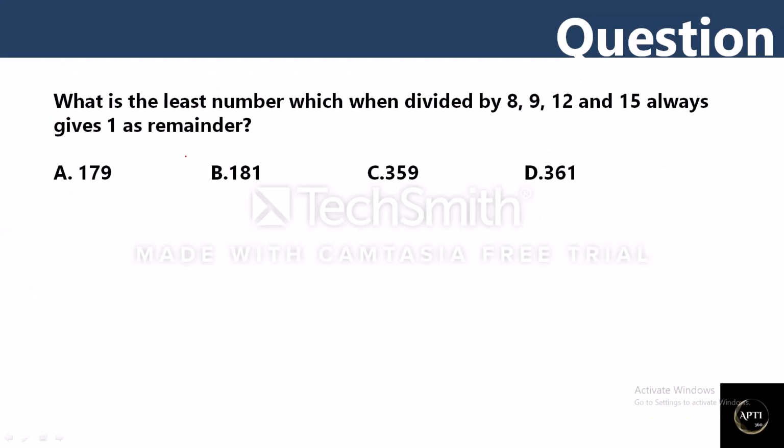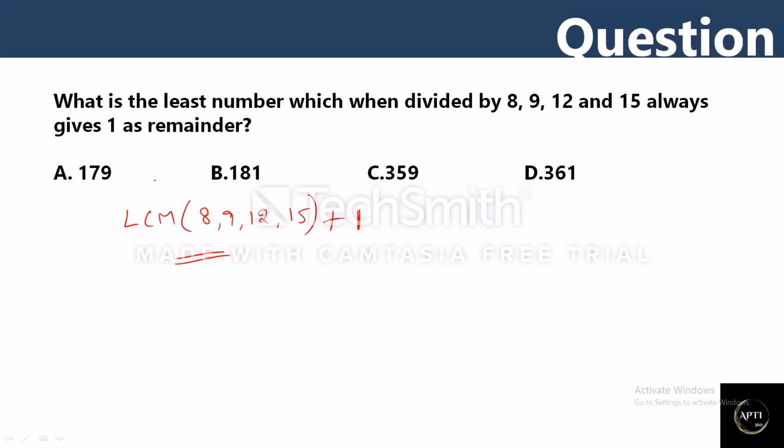Now what will be the approach? As I said, the LCM of 8, 9, 12, 15 plus the remainder, which is 1. This is the final answer. If you calculate this, that will be one of your options. Quite simple. But the main important thing here is how you are going to calculate the LCM of 8, 9, 12 and 15.